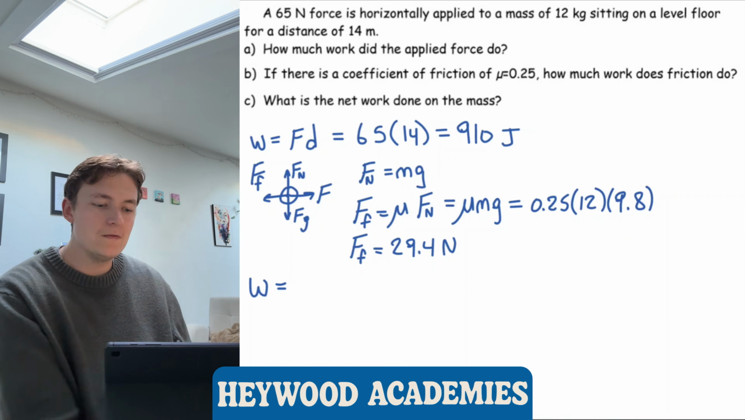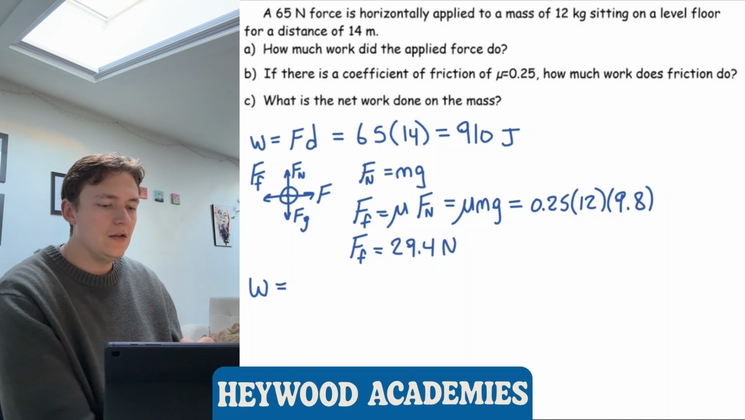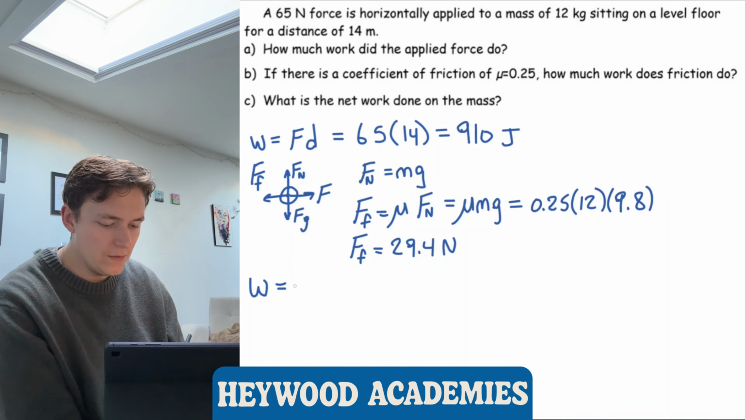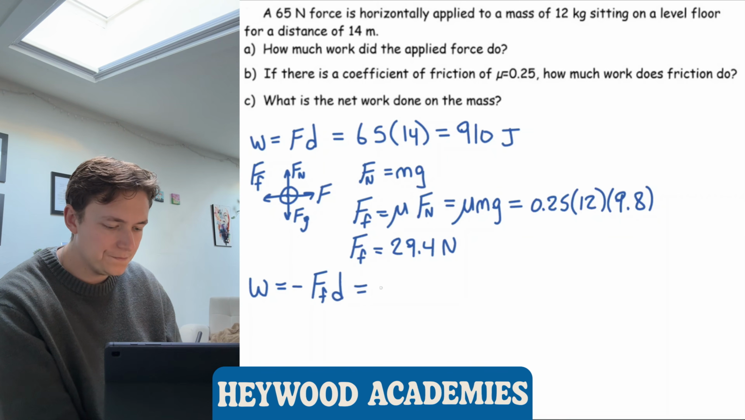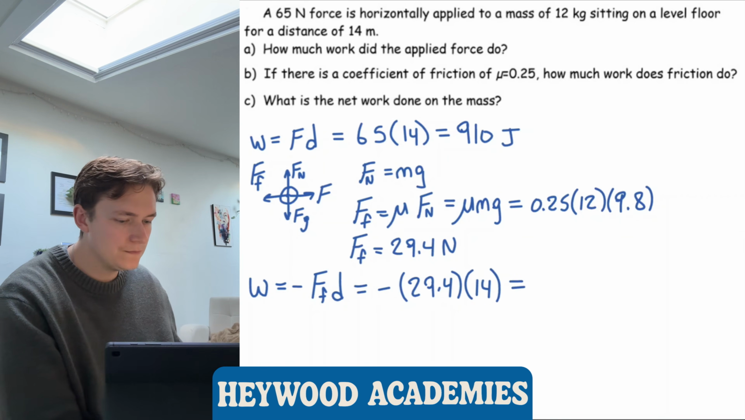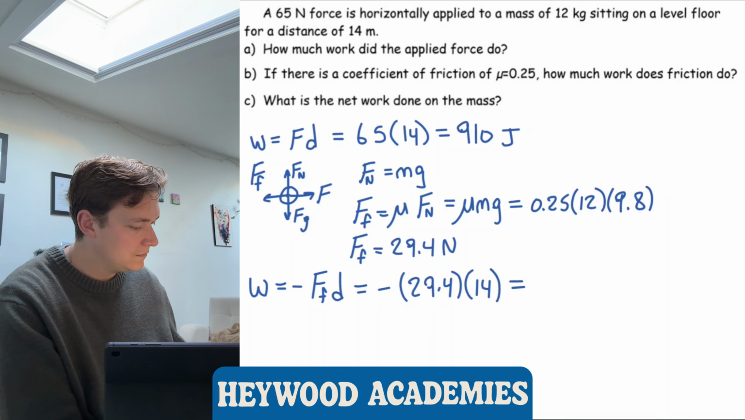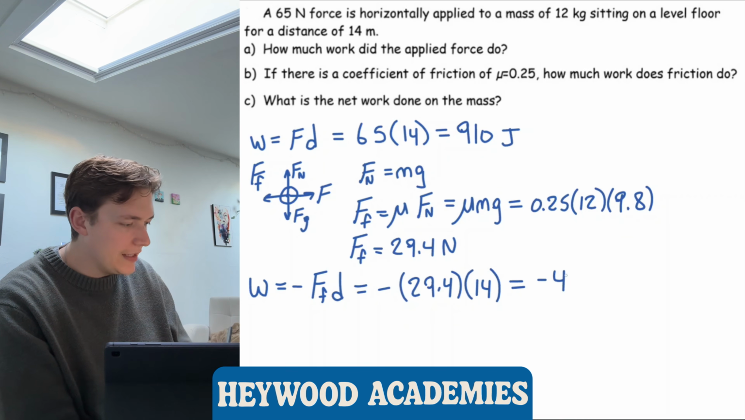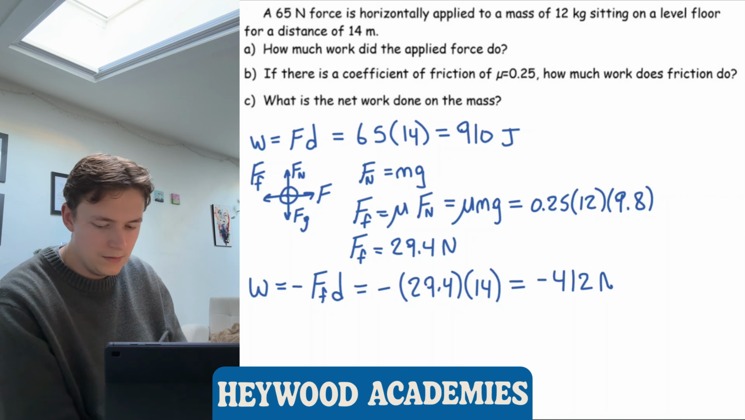So that means that the friction force is going to give us a negative work because it's taking energy out of the system. So we've got to put a negative friction force times distance. So that's going to be negative 29.4 times 14 meters. So that gives us negative 412 joules.